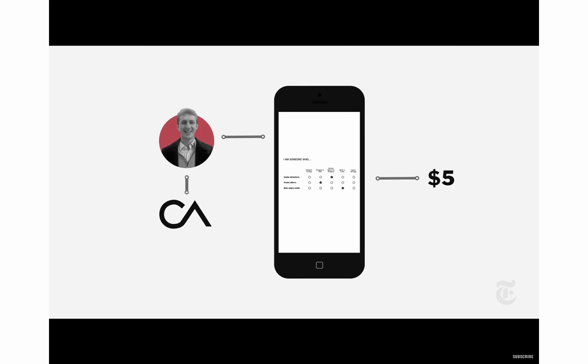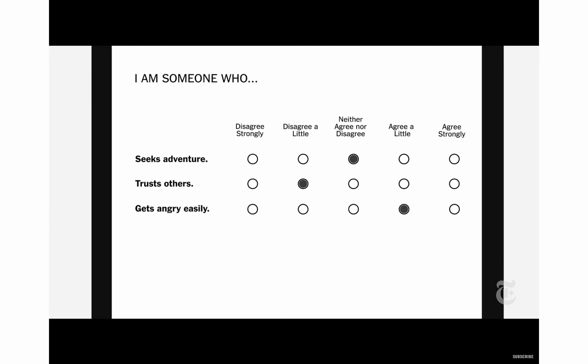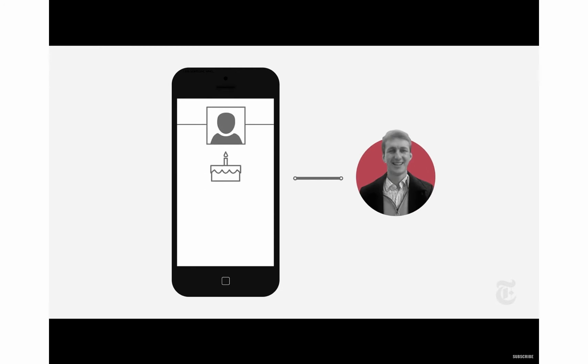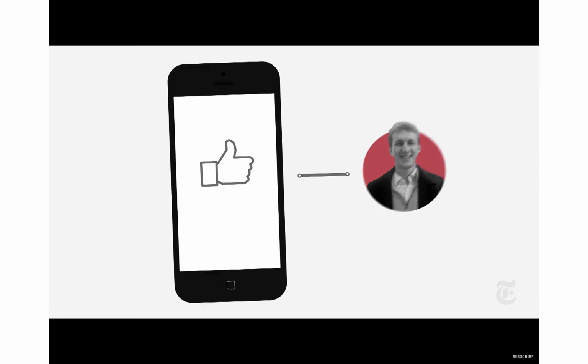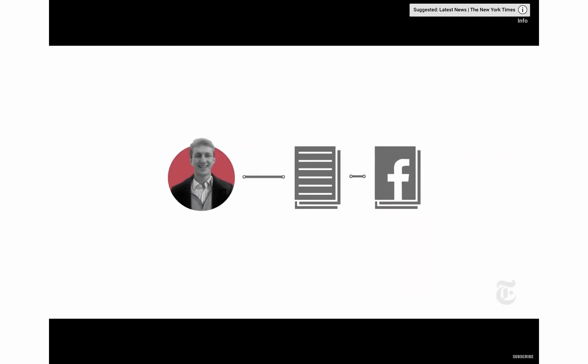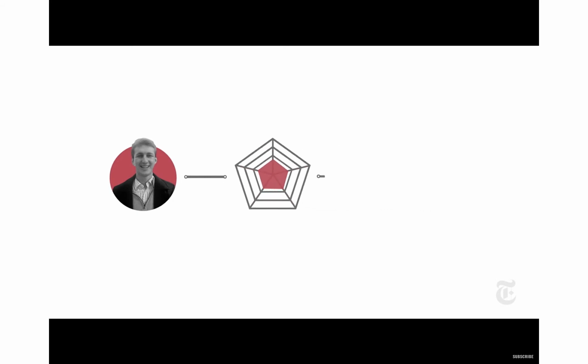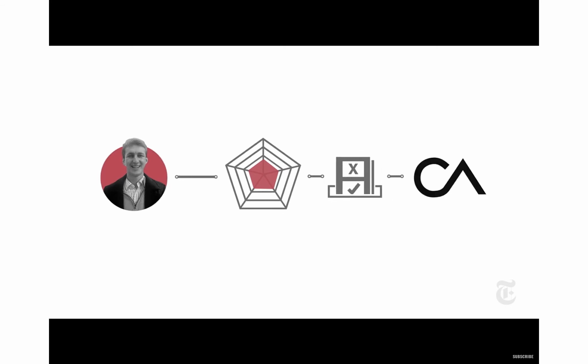But there was a catch. To take the survey, you had to log into Facebook, which gave Kogan access to your profile, including your birth date, location, and most importantly, your Facebook likes. Kogan combined the quiz results with your Facebook data to develop a psychometric model, a sort of personality profile.